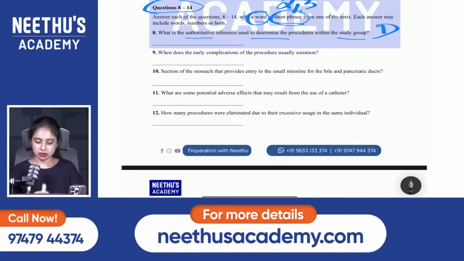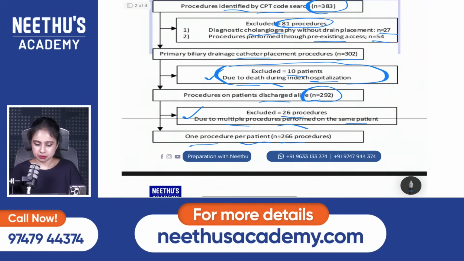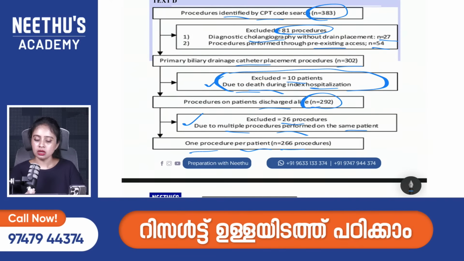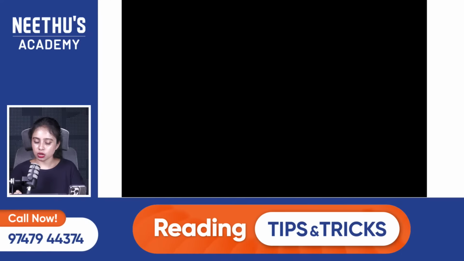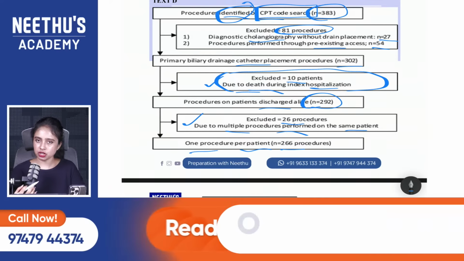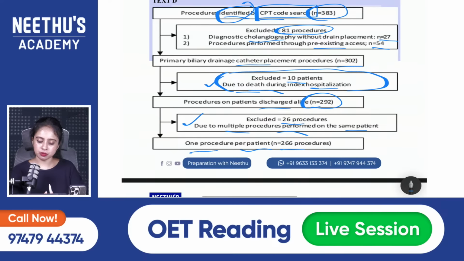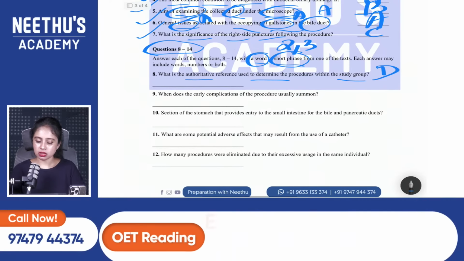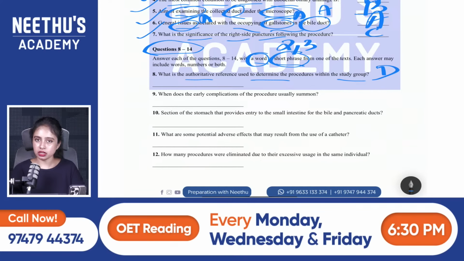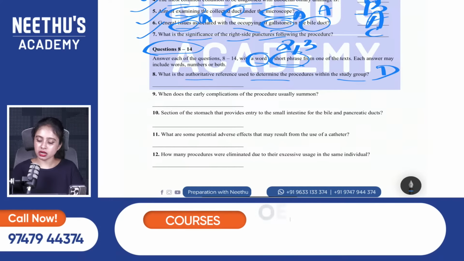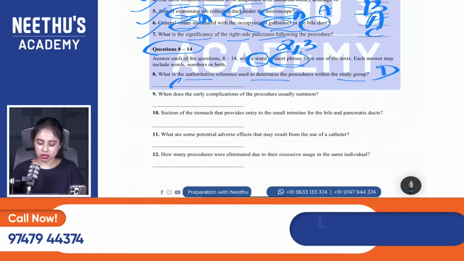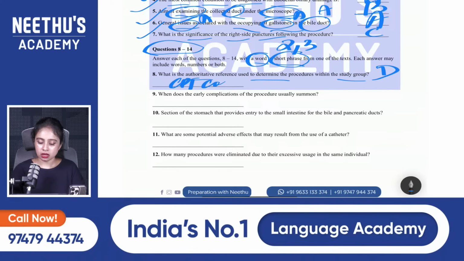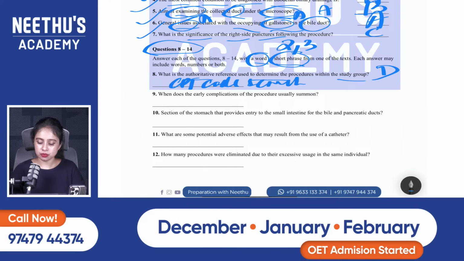No authoritative. Okay, let me check. Yes, procedures identified by CPT code search. So my answer is CPT code search. That is the authority. Identified is one of the keywords there. Authoritative, determine, identify. Procedure is there. Study group, which means it is all about text D. So the answer is CPT code search.